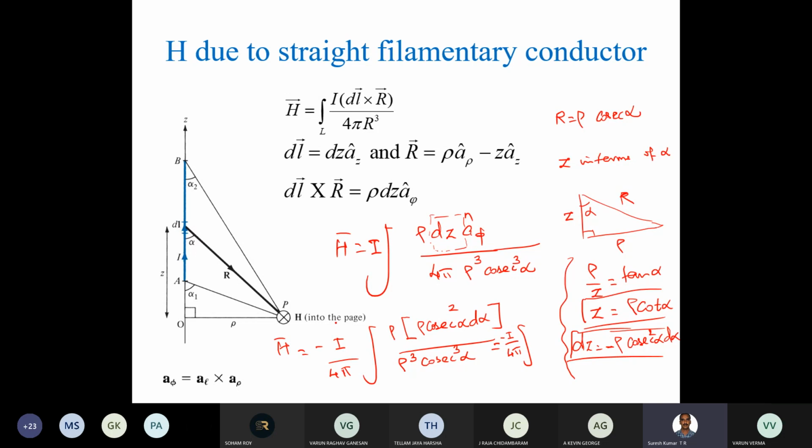What is the integral limit? Now we fix the integral limit. The wire length is from alpha 1 to alpha 2. Alpha is the angle to any point on the line, so the lower limit we represent with alpha 1 and the upper limit with alpha 2. So the integral limit is from alpha 1 to alpha 2. Numerator has rho into rho, which is rho square, and denominator has rho cube, so it will be 1 over rho, which is also constant. Numerator has cosecant square, denominator cosecant cube, so it will be 1 over cosecant. So d alpha over cosecant alpha. That's all.